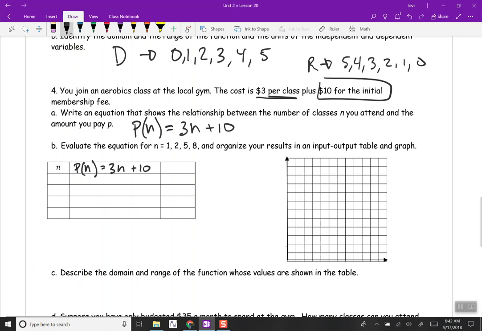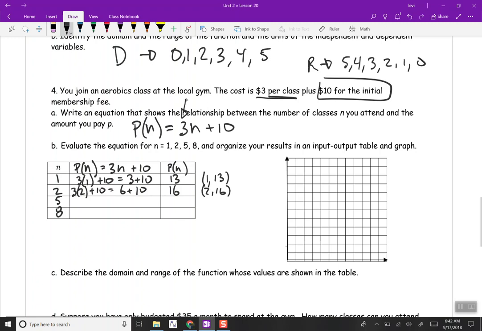So we want to go 1, 2, 5, and 8 times. We're going to figure that out. So N, so this will be P of N. So 3 times 1 plus 10, that makes 3 plus 10, which is 13. So that's the point (1, 13). 2 would be 3 times 2 plus 10, or 6 plus 10, which is 16. So (2, 16).